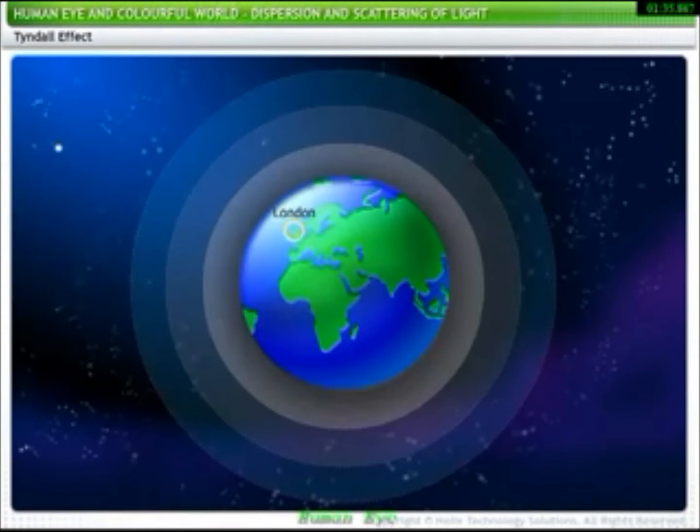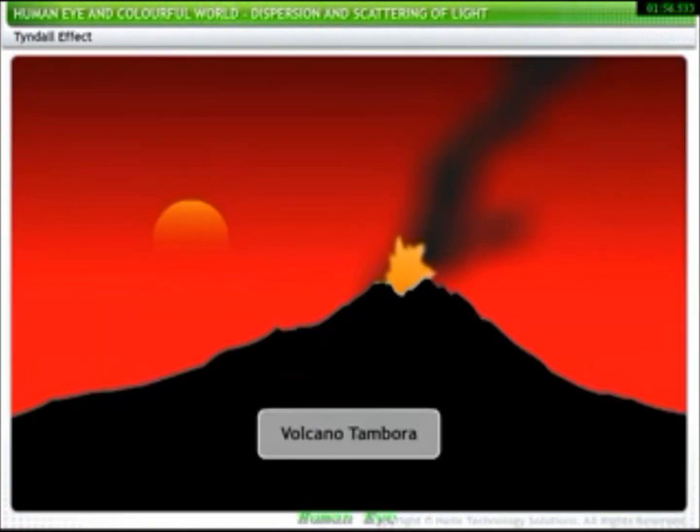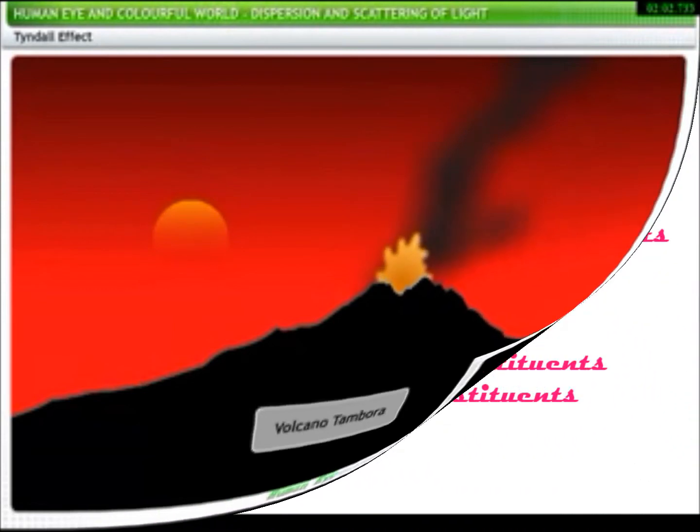In fact, here's an interesting incident related to the Tyndall effect. London, in the summer of 1815, frequently saw prolonged and brilliantly colored sunsets and twilights. This was explained by the Tyndall scattering of sunlight by ash particles in the upper atmosphere. These ash particles were produced by the earlier eruption of the volcano Tambora.